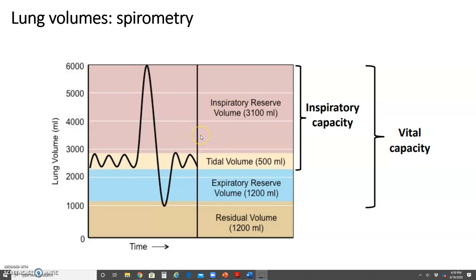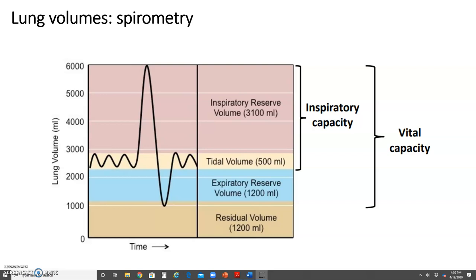Next we have something called residual volume. That's the amount of air that's left in your lungs even when you've exhaled as much as you can. You would have to completely collapse your lungs to get all the air out, so you can't breathe it all out. There's a little bit left in there. We call that residual volume. That's also around 1,200 mils, and basically that's the volume that keeps your lungs from collapsing.